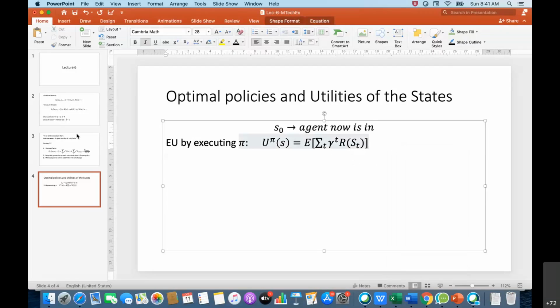It is the expected value not of discount factor, it is the expected value of discounted reward, not discount factor. Discount factor is gamma. Discounted reward is that summation.